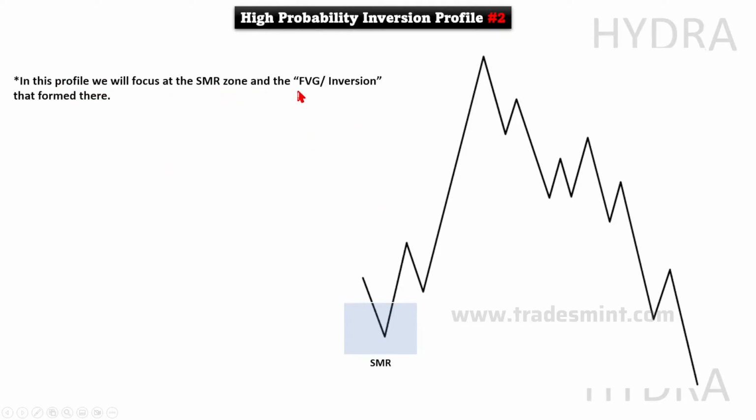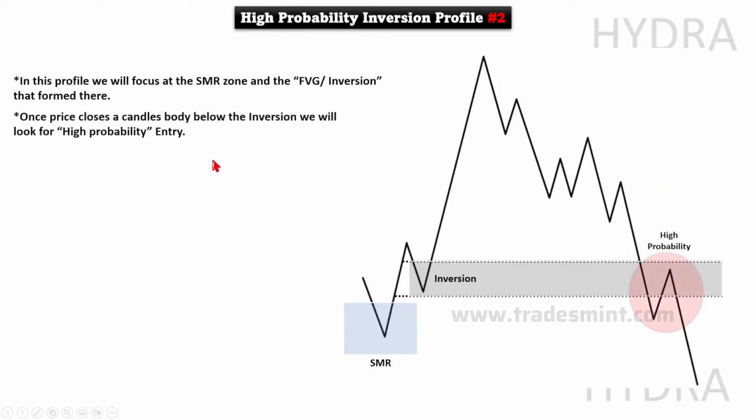In this profile, we'll focus at the SMR zone and the fair value gap inversion that formed there. The fair value gap and inversion that formed here. So what's the logic? We have our inversion here, right? The logic is that when price comes inside an old SMR zone, we'll be looking for inversion there, and before price goes below this low, we'll be looking to take a trade by using this fair value gap from this SMR leg right here. Once price closes a candlestick body below the inversion, we'll look for a high probability entry right here.